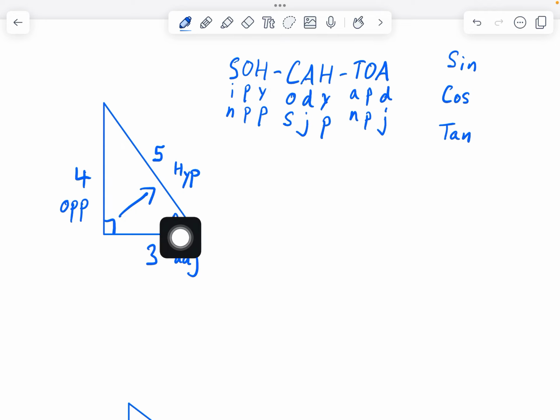It is true that the hypotenuse and the adjacent side are both next to theta, but because this is the longest side and it's across from the right angle, we always consider that to be the hypotenuse.